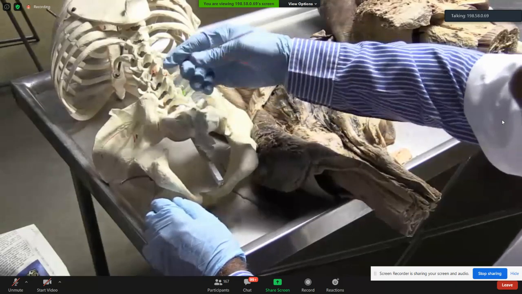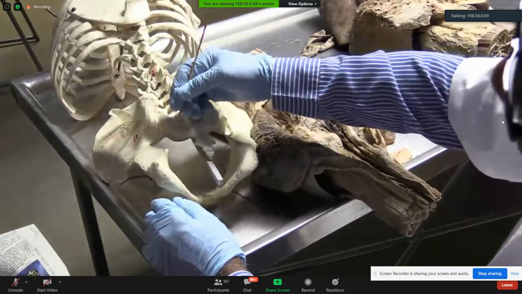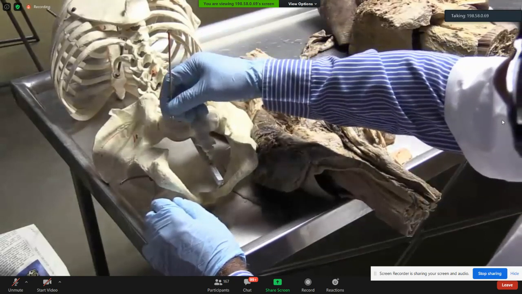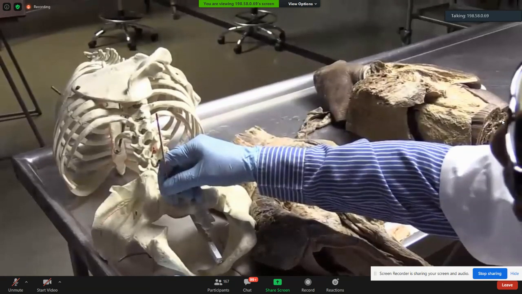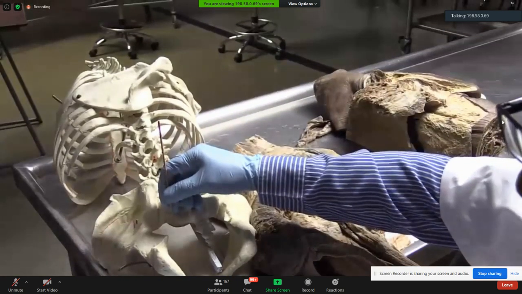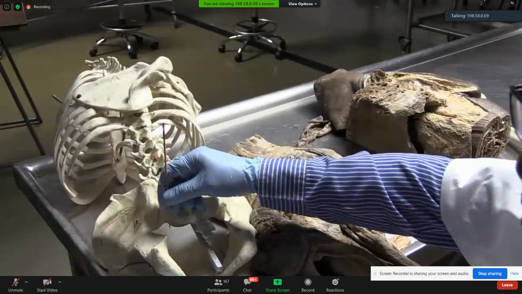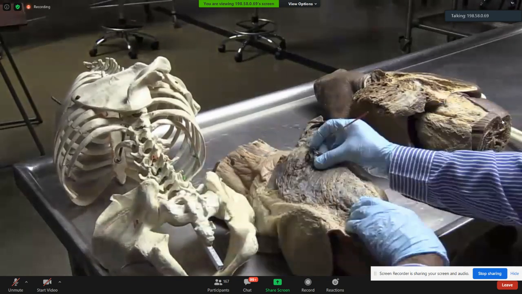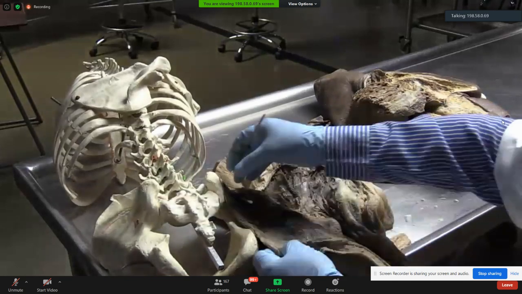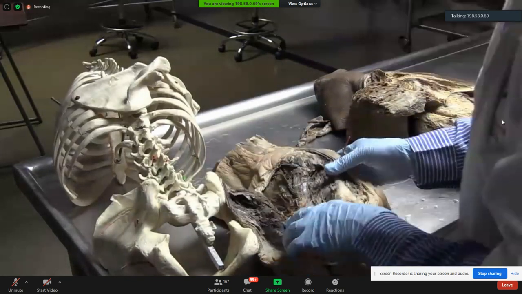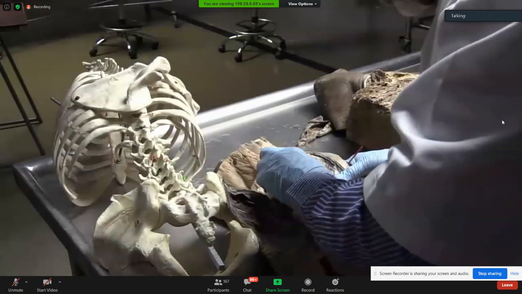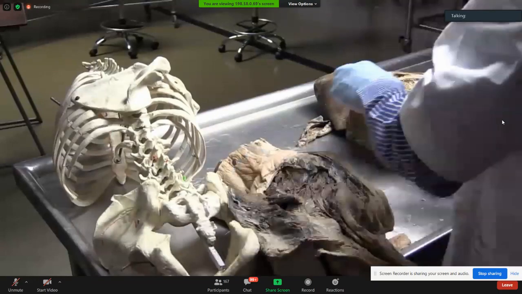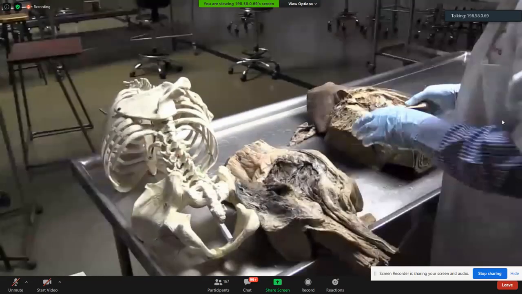Okay, now the next one, just a little bit lateral to the pudendal neurovascular bundle, is the neurovascular bundle that is basically going to supply the gluteus maximus, which is really overlying here. So let's see if we can find it. I think it's easier on this particular specimen.